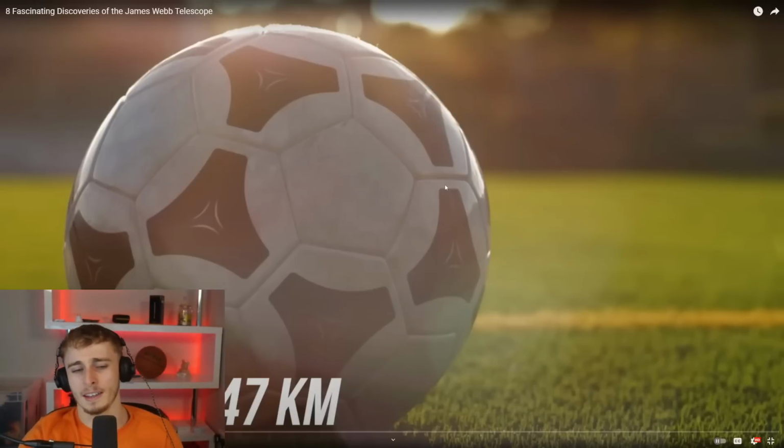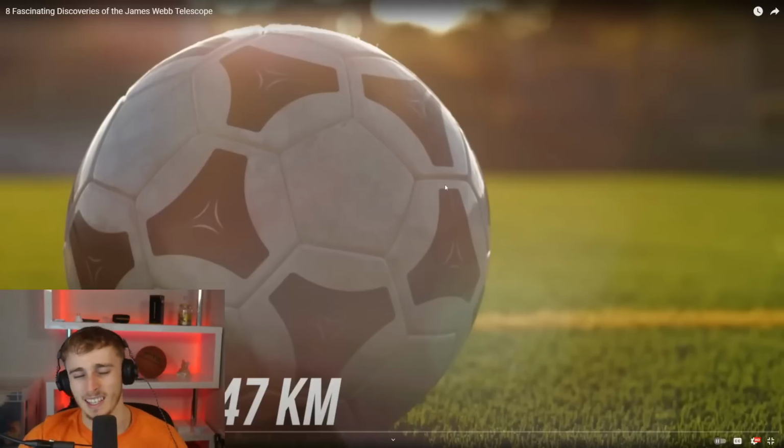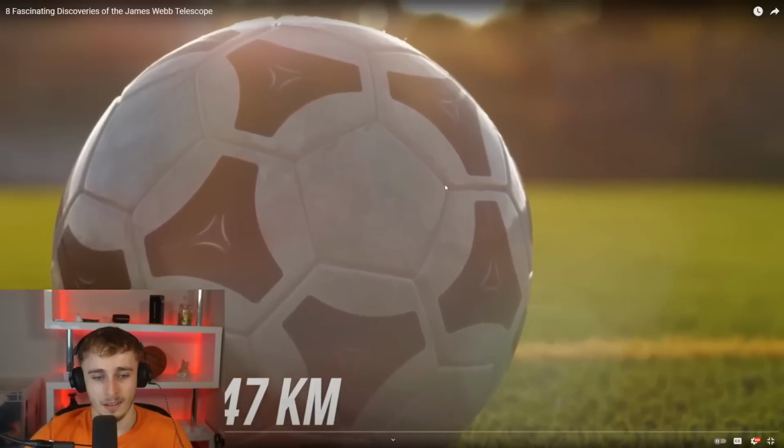Imagine what they'll be doing in 100 years time from now. Like, the sort of ability that they'll have to see. It'll probably be from 4,000 miles away. It'll be able to see a football, stuff like that. That is insane. Or 547 kilometers away.